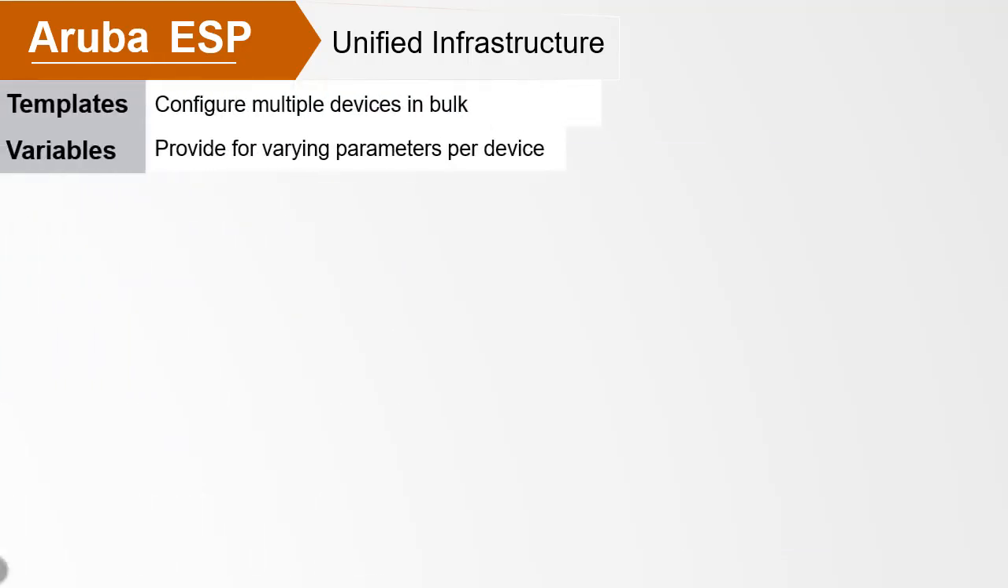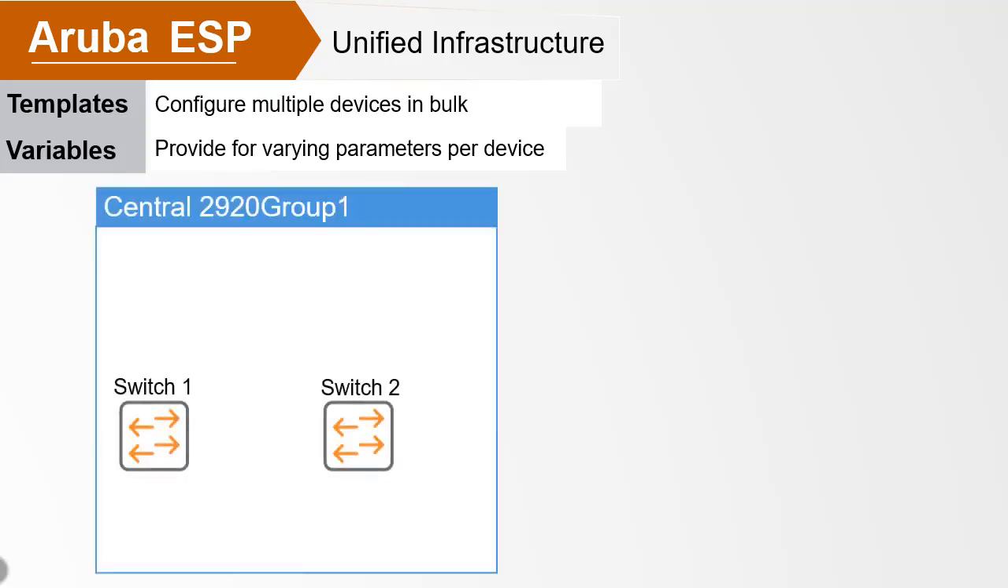Central also lets you configure multiple devices in bulk using templates. But often, some configuration parameters vary per device, of course. So, Central lets you use variables and modify them as needed. Now, suppose both switches are in the Central 2920 Group 1. Now, this group requires VLAN 120 to be configured and a common set of untagged VLANs on certain trunk links.